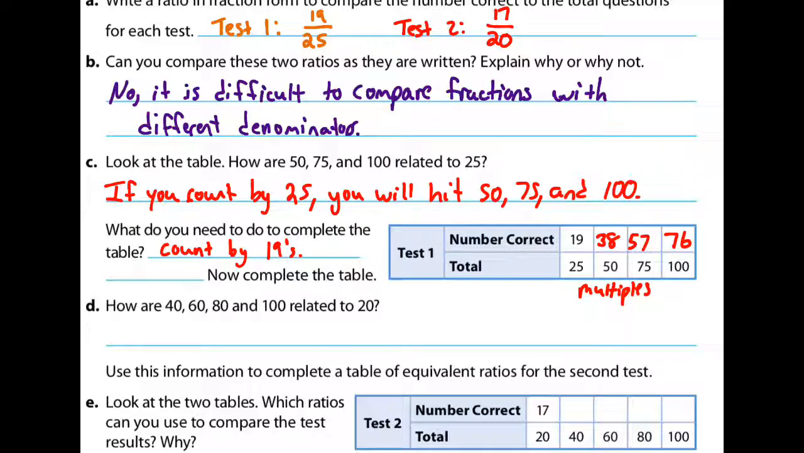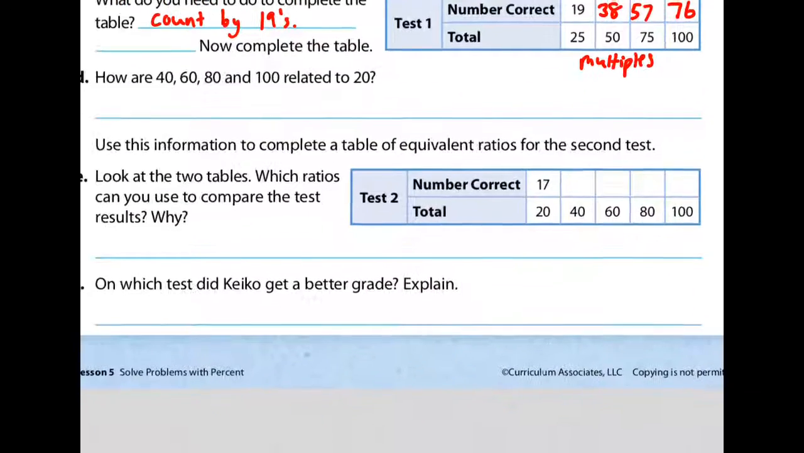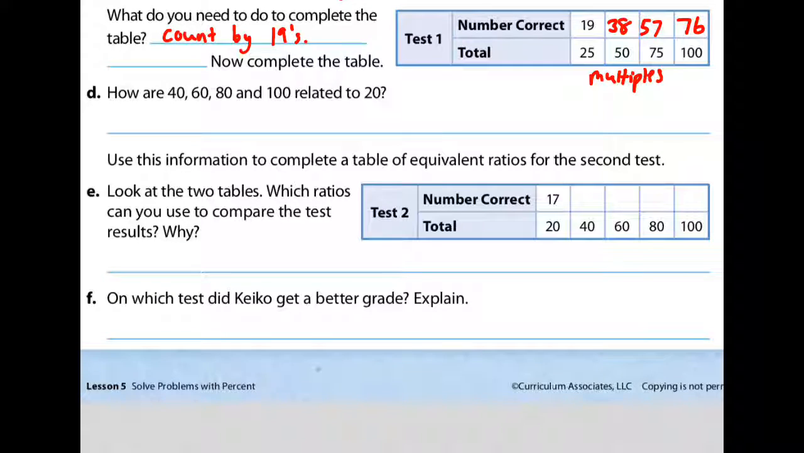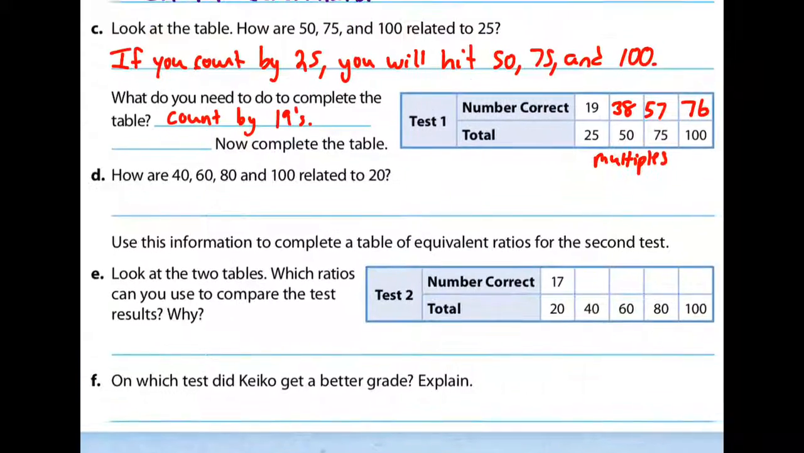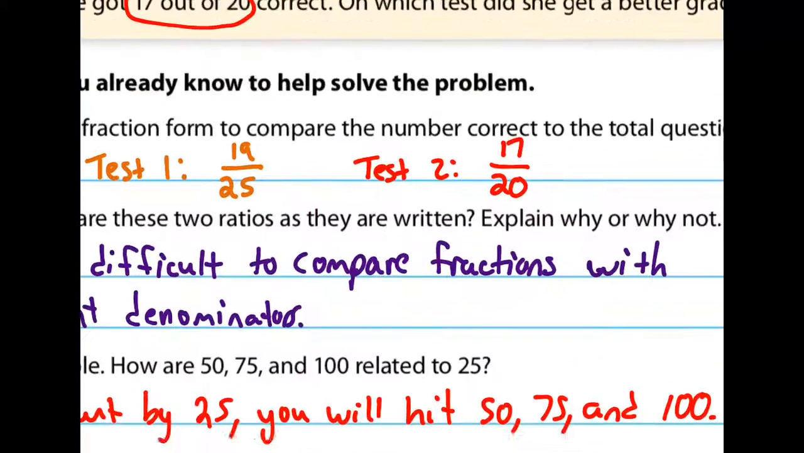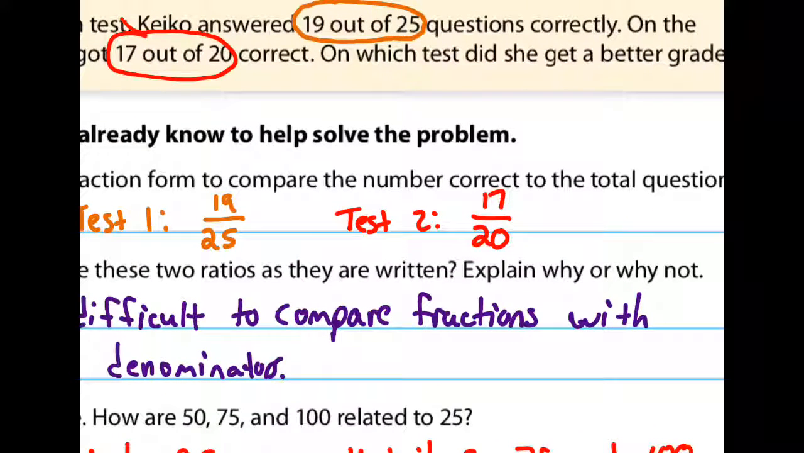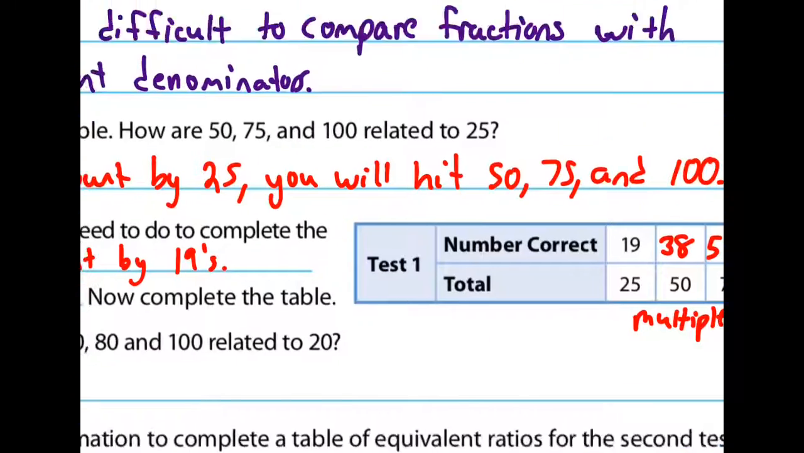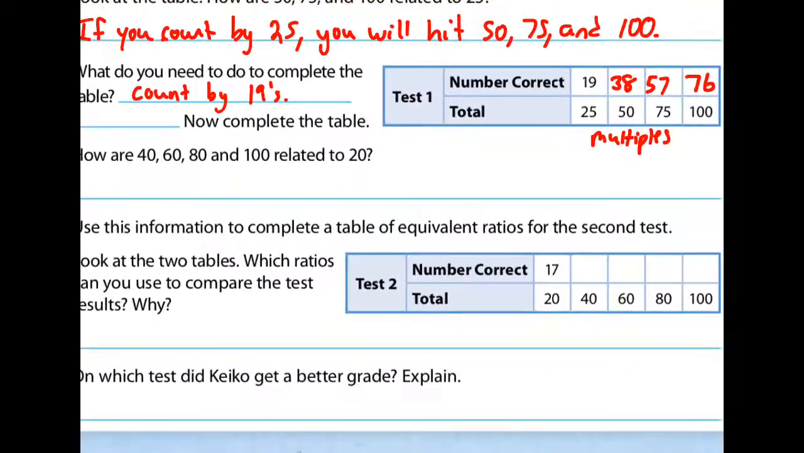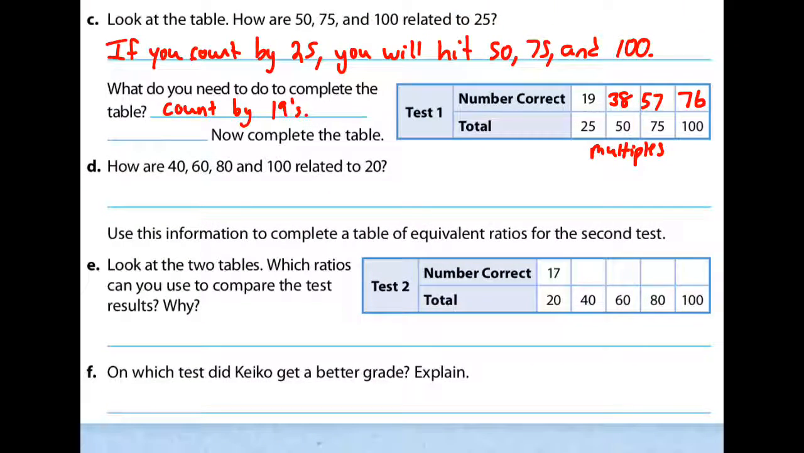All right, now D is going to be looking at the second table. How are 40, 60, 80, and 100 related to 20? Now remember going back up to Kaiko's second test? Kaiko had 17 out of 20 on test 2, right? So we're talking about that 20 denominator down here. So notice down here, all of these numbers are counting by 20 numbers.